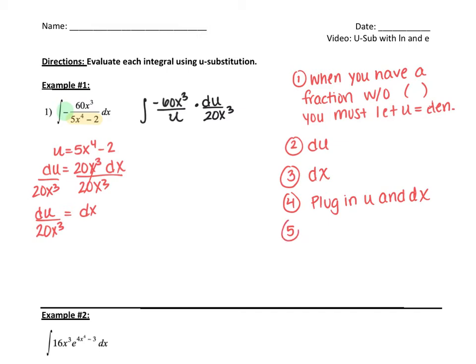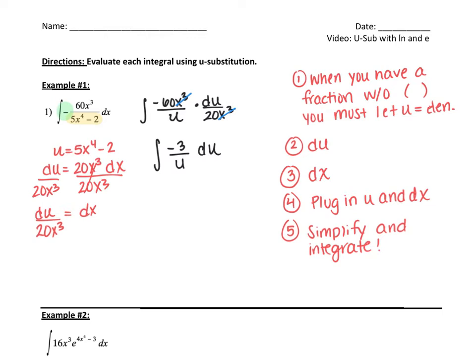So step 4 is to plug in u and dx. And then step 5 will be to simplify and integrate. So what can we simplify? Well, I see that x to the third and x to the third can cancel. I also see that I have negative 60 divided by 20, which is negative 3. So I really have the integral of negative 3 over u du. So now my integral is all in terms of u.